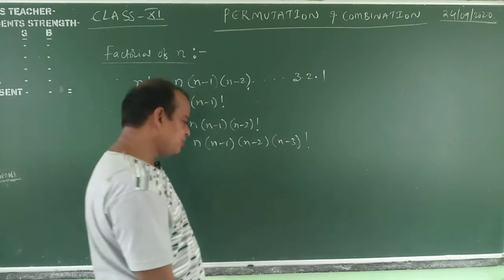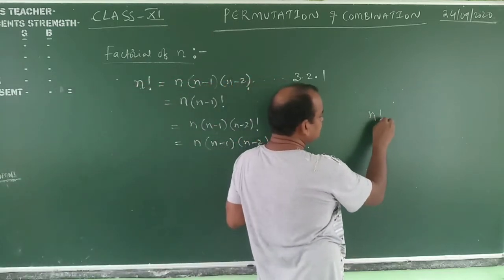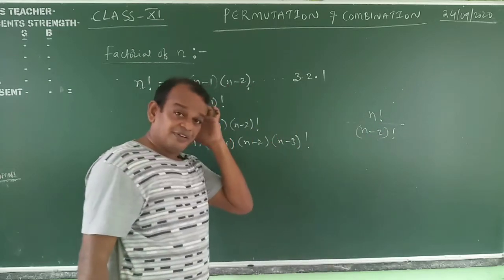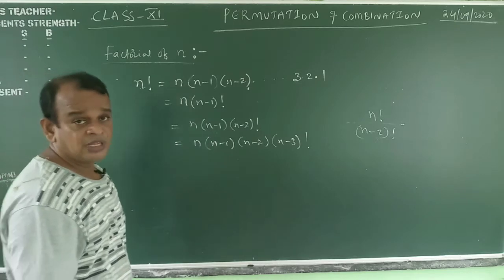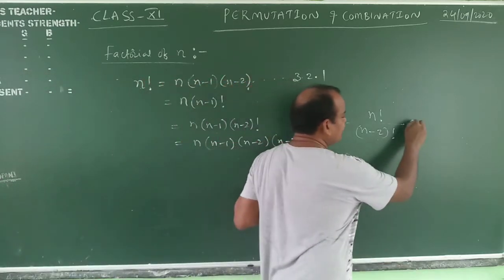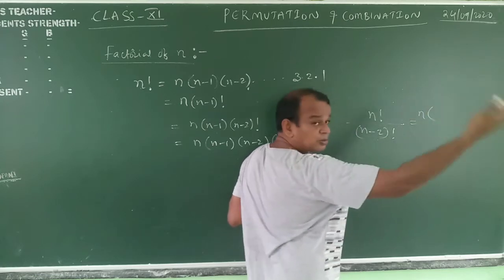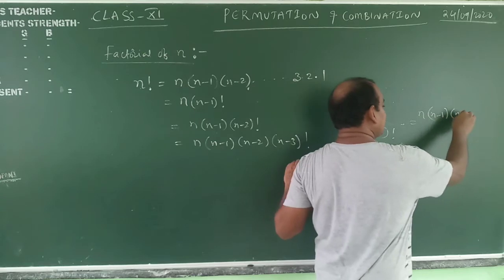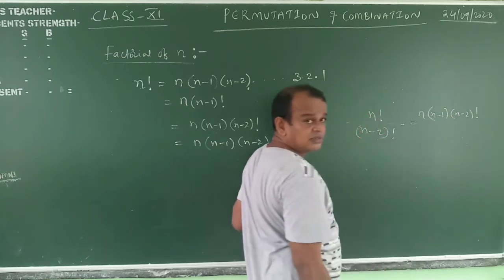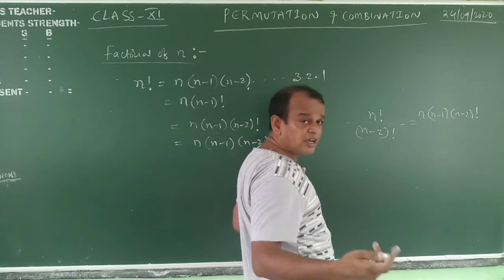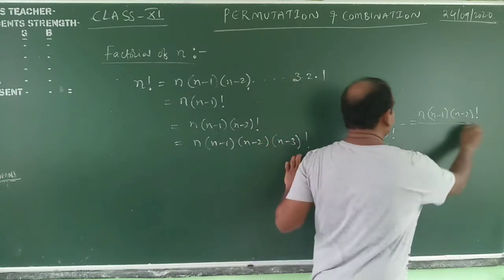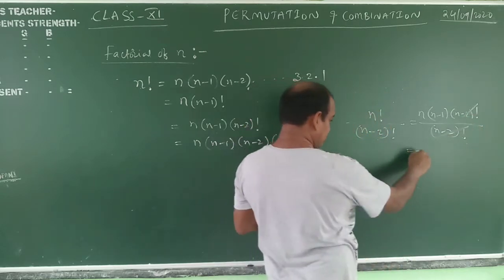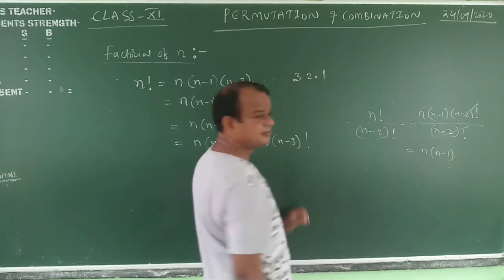Possibly from the examination point of view, find the value of n factorial by n minus 2 factorial. Now what is the meaning of n factorial? You know that n factorial means n into n minus 1, and next immediately n minus 2 factorial. Say yes or no? N minus 2 factorial means n minus 2, n minus 3, and so on. So the n minus 2 factorial cancels, and the answer is n into n minus 1.